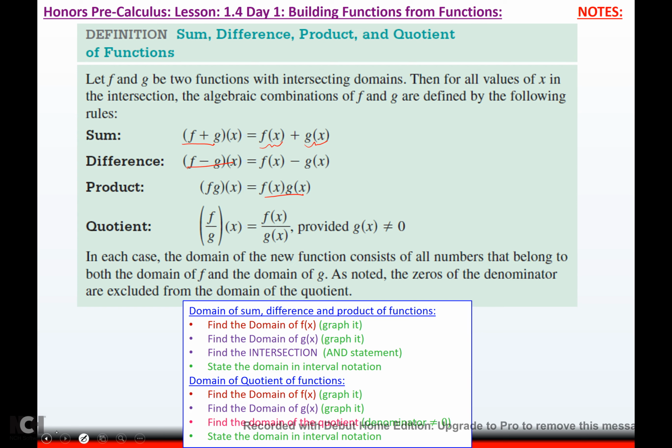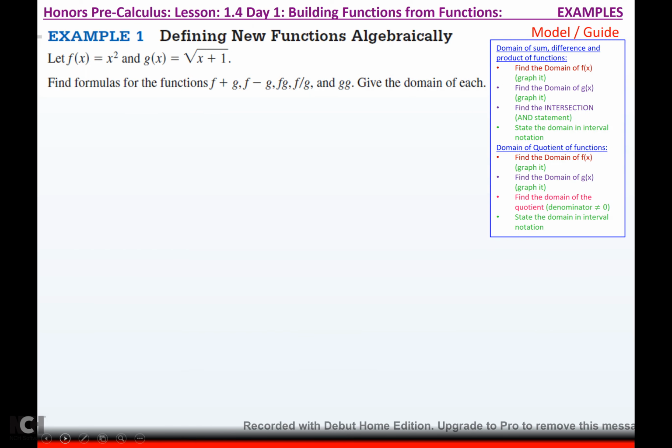All right, so here we go. It says find the formulas for the functions f plus g, f minus g, f times g, f divided by g, and g times g. Give the domain of each. So the first thing it wants me to do is f plus g of x. That means you take the f function, which is x squared, and you add the g function, which is the square root of x plus 1.